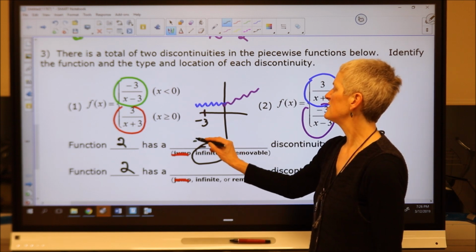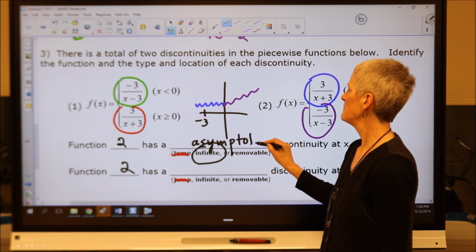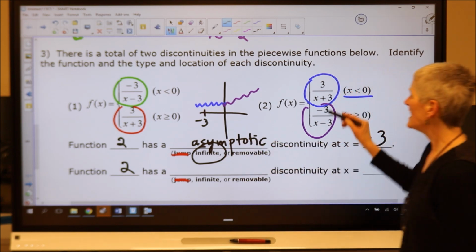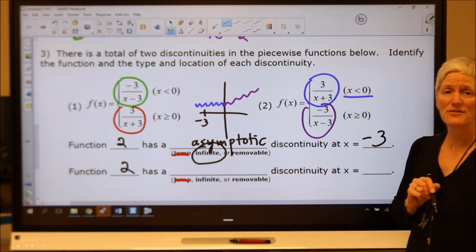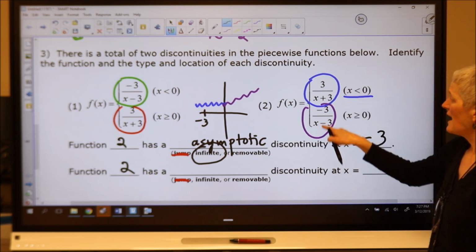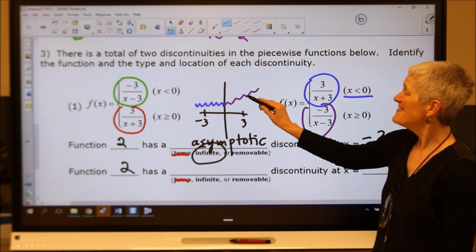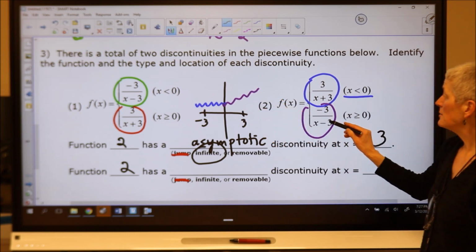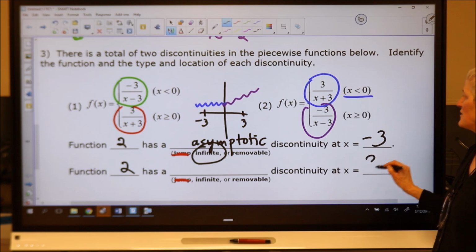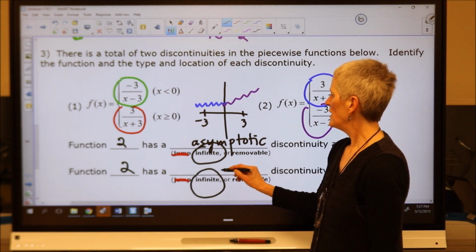Remember, infinite is the same as asymptotic. I don't care which word you use. Infinite or asymptotic, that's going to be an asymptote at -3. Same thing here. When x is 3, I'm going to have a 0 in the denominator. When x is 3, I'm on that piece. That's a problem. I'm going to have another asymptote when x is 3. It's also going to be infinite or asymptotic.